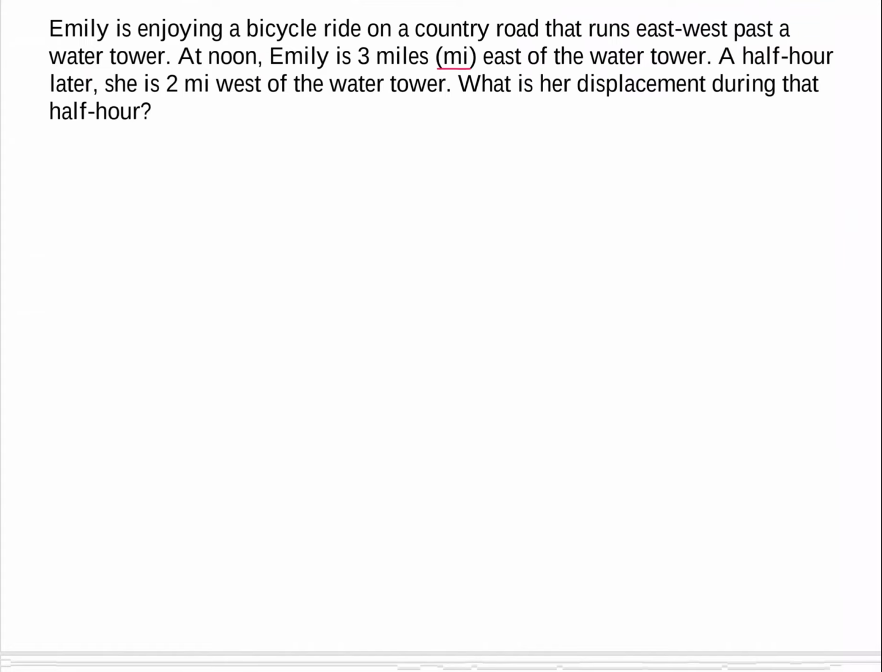Negative 1 mile. The first thing we're going to do is make our origin the water tower. Draw a picture. So Emily, dot. Nice level ground.